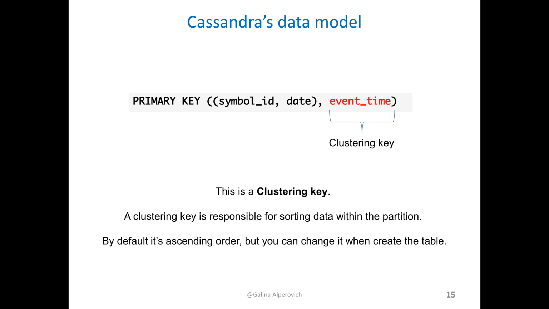This is a clustering key. All other elements in the primary key are the clustering key, but it's always a single one, so not pairs as in a partition key. The clustering key is responsible for sorting data within the partition. By default, the data is sorted in ascending order, but you can change it when you create the table.